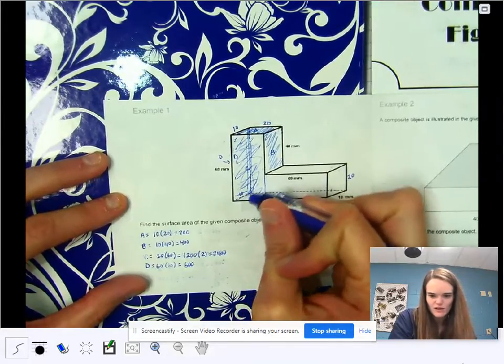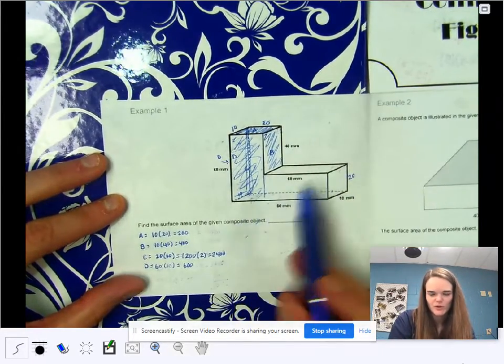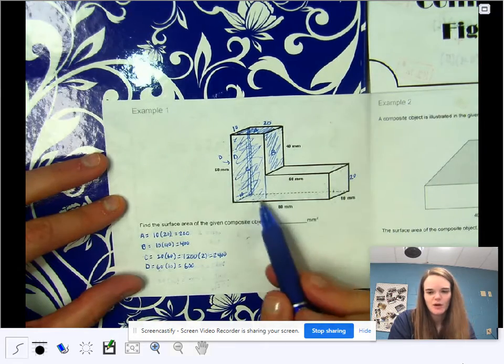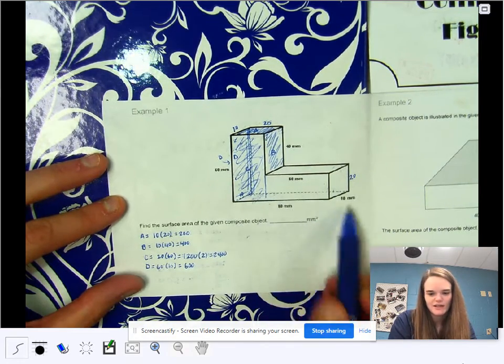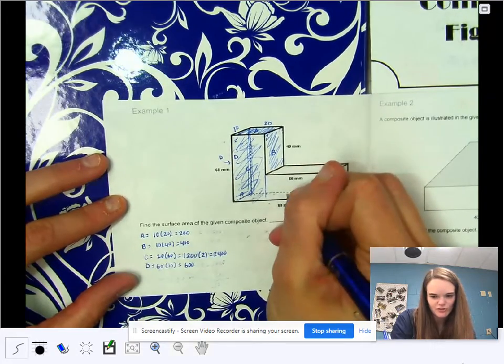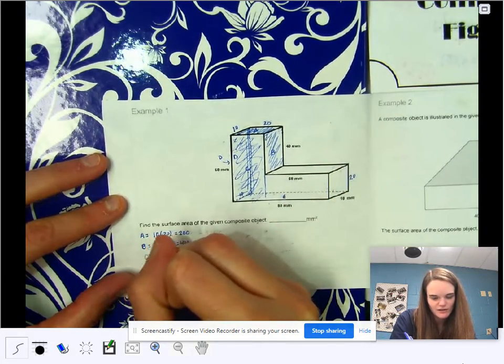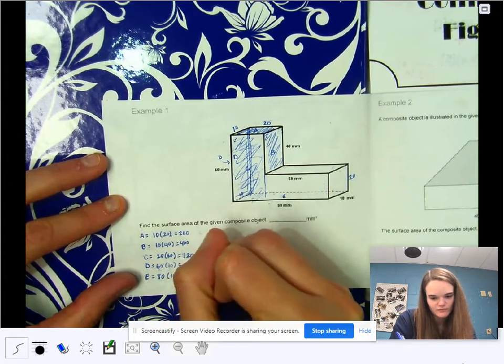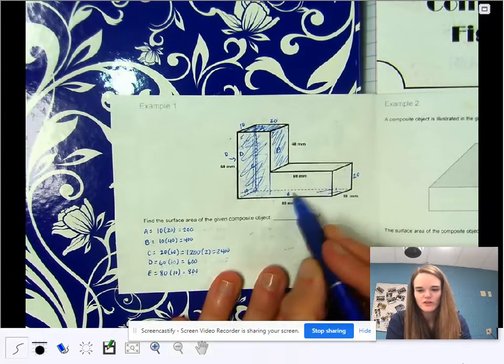We're going to shade that if we need to. We haven't done this bottom part. So let's go ahead and do that bottom part next. So this bottom section right here is 80 by 10. I'm going to label this bottom section, this is E down here. And that's 800. Okay, so we've done the bottom section now.